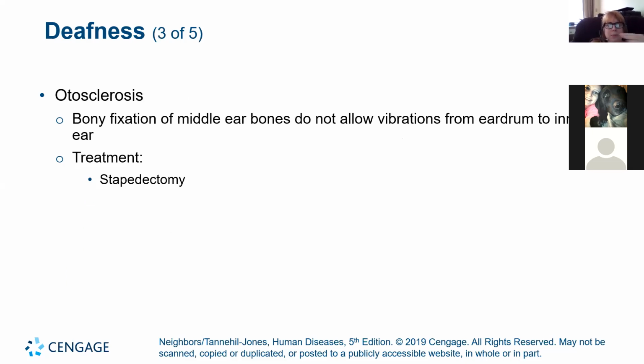Otosclerosis, I talked about this before. This is when the middle ear bones don't allow vibrations. They become fixed. They sclerose in place. One of the treatments that they can do is to remove the stapes bone, and sometimes that provides a little bit more room for the other two bones to do the vibrating.